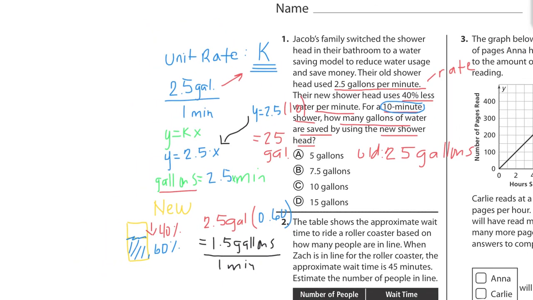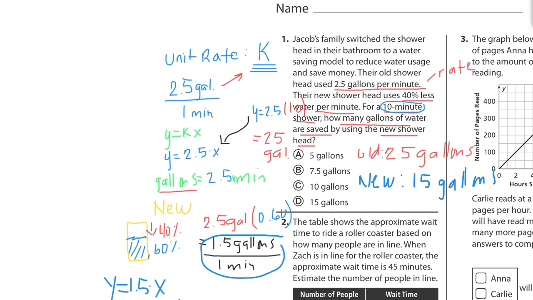And that means, let's zoom out here. That means my new shower head, let's see how much it spends, how much it wastes. It's going to depend on 1.5 gallons. So y equals 1.5 times x, which is 1.5 times 10 minutes, and that gives us 15 gallons. So 15 gallons.